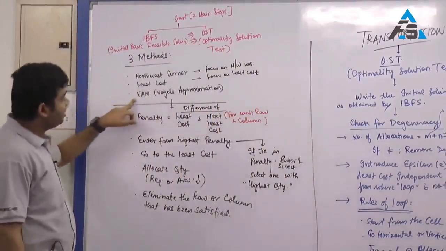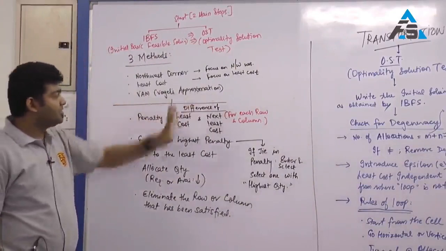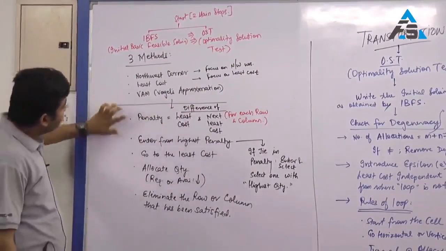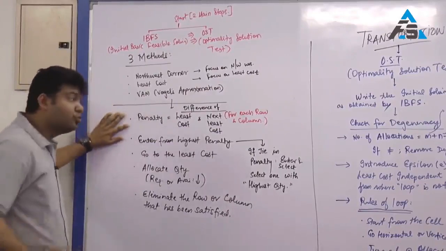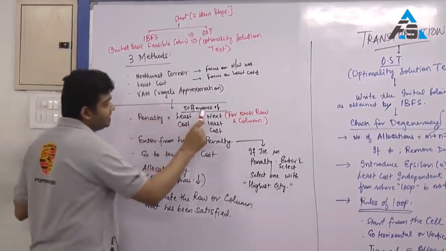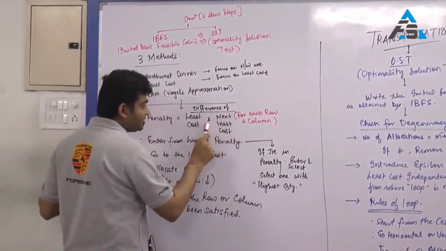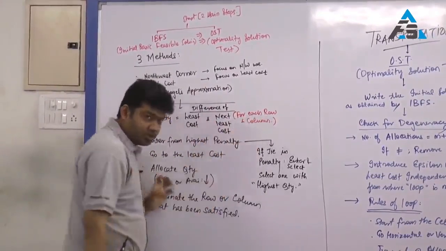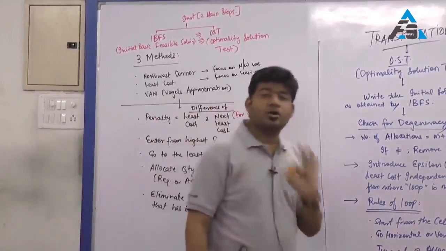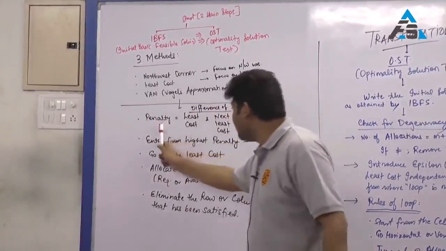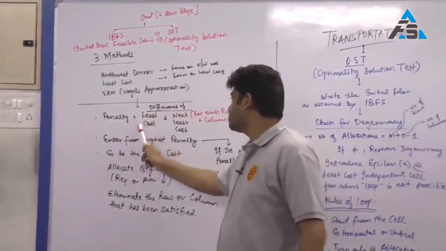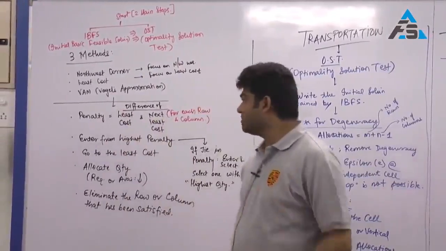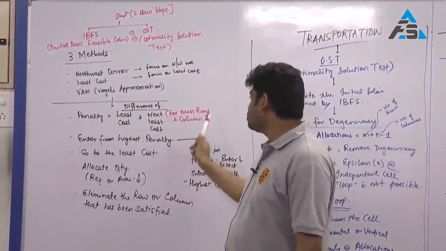Moving on to the most important, VAM, Vogel's approximation method. What does Vogel's approximation method say? It says that you start with penalty. How do you give penalty? Penalty is the difference of least cost and next least cost for each row and column. So for every row and column, here you have a penalty which is nothing but your least cost and next least cost difference.